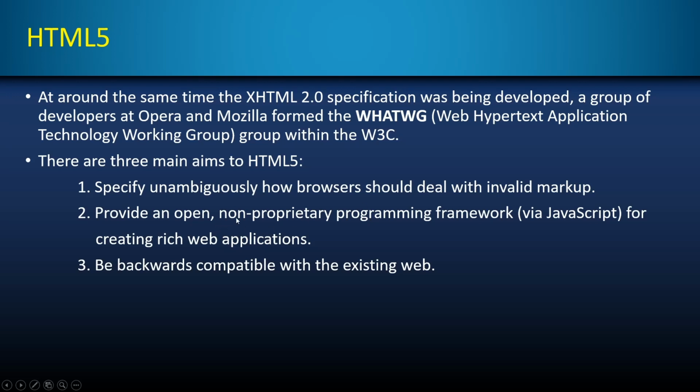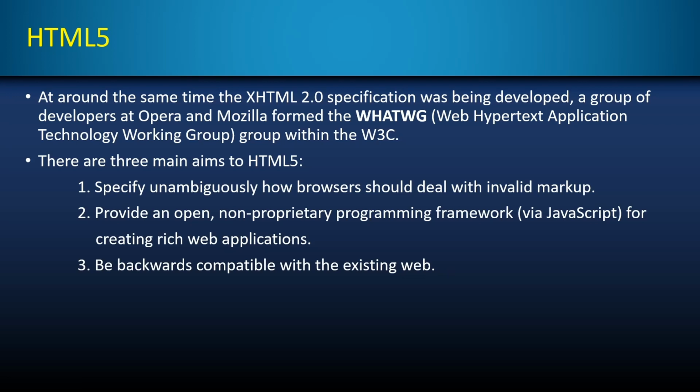Second, provide an open, non-proprietary programming framework via JavaScript for creating rich web applications. Via JavaScript, you can create a web application which is open and non-proprietary. It is not the property of any person. You create a web application which will run on all the browsers. Third, the discomfort they were facing: be backward compatible with the existing web.